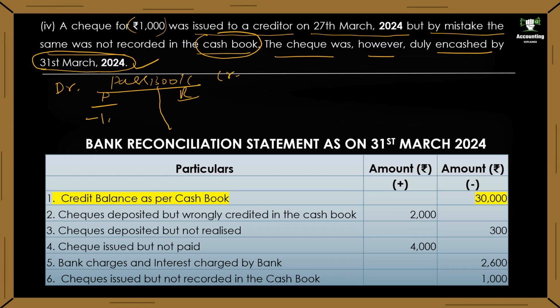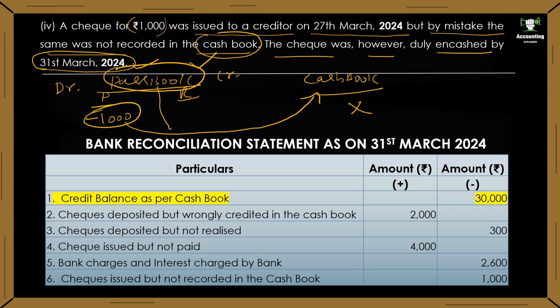On the payment side, they have correctly recorded minus 1,000. In the cash book, no such entry is passed. Only if we deduct this 1,000 rupees from the cash book balance will we be able to get the passbook balance, because this 1,000 rupees is already recorded in the passbook. So see point number 6 in the BRS: checks issued but not recorded in the cash book, under the deductions column, 1,000 rupees.